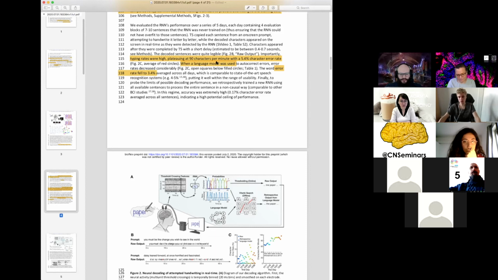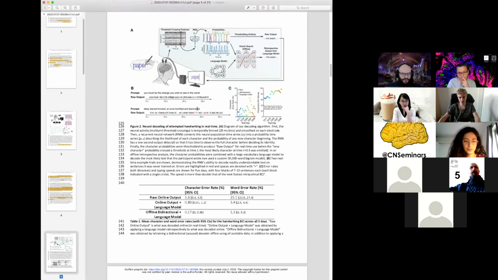The problem of typing. And here, when using it, the error rate fell to 3.4%, which, I mean, using this kind of technique, the sentence is perfectly readable. And it's quite fast. I mean, as I said, it's up to 90 characters per minute.